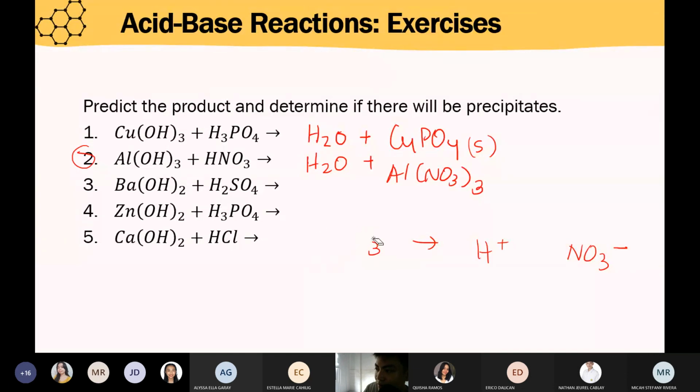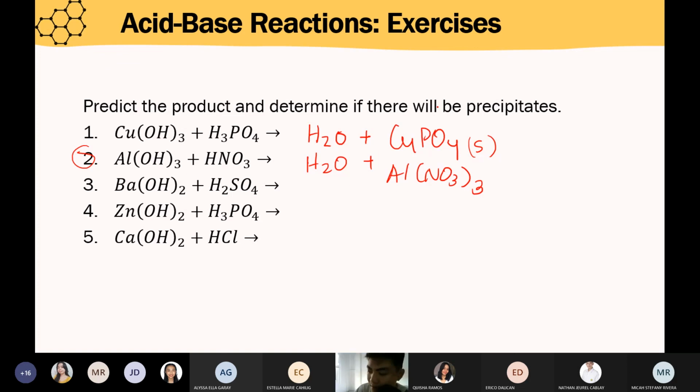Okay, so that is the product. So aluminum nitrate, is this a precipitate? Not. Okay, this is not a precipitate, because we knew earlier, sabi that all nitrates are soluble. So hindi siya precipitate. So wag mo na ilagay yung S.